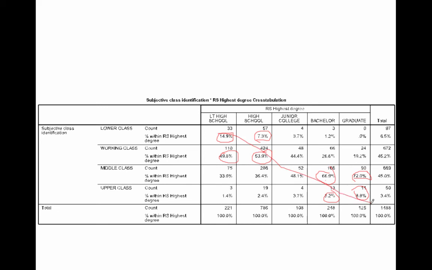Again, we don't know how strong this is. We don't know if it's statistically significant. Those are all things that we will talk about next week when we talk about measures of association and chi-square. But for now, it looks like there's some sort of relationship.